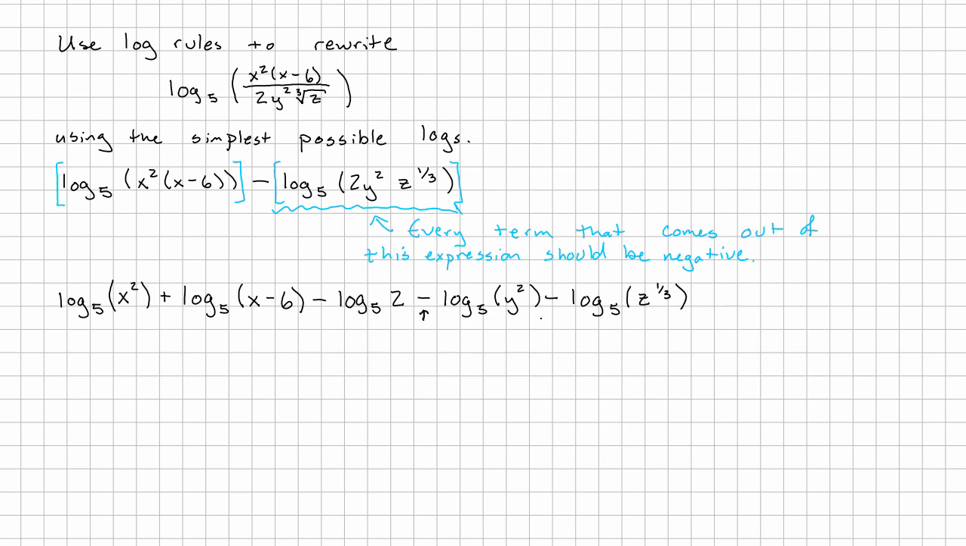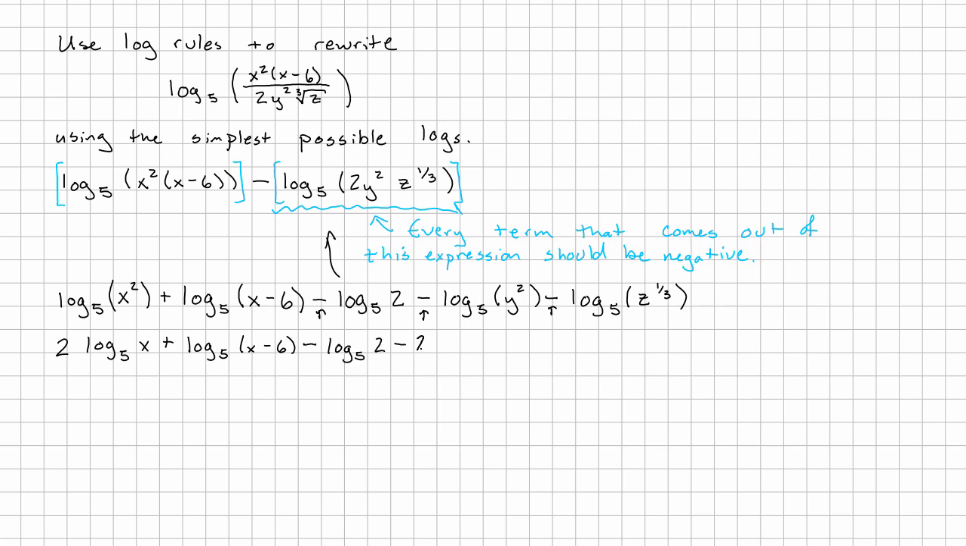Again, each of these terms is negative because it came out of that second term, which we're subtracting. Okay, and finally we deal with the exponents. Right, so here we have an x squared. That becomes multiplication by 2. X minus 6 we have to leave alone. There's nothing to do to just a 2.